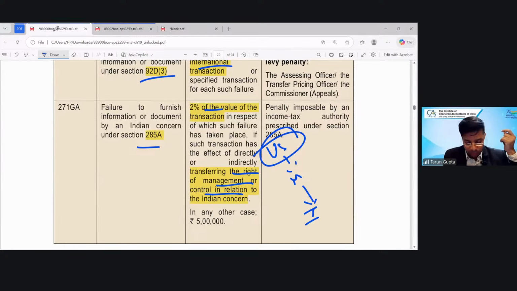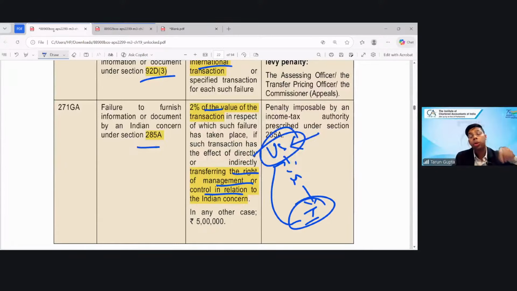Then the Indian company was required to report this to the Indian Income Tax Authority, that the ultimate holding has changed. If the Indian company has failed to do so, then it's a penalty of 2% of the transaction. 2% of the transaction amount is a huge amount. But only in the case where, pursuant to such transfer of shares, the control and management of the Indian company has also been transferred. That's purely a case of Vodafone. So they want this information, because in the absence of information, they cannot tax the US company on capital gain. So the penalty is 2%.